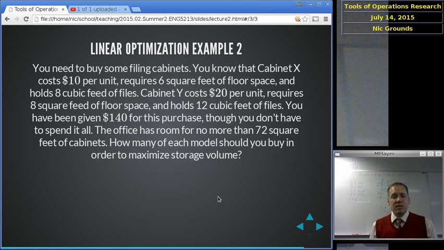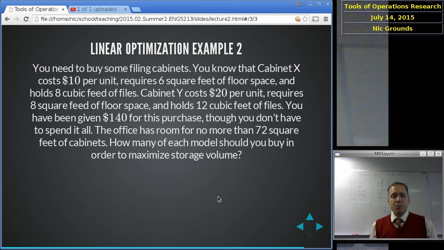And then obviously it has a cost. Cabinet Y, on the other hand, costs more, $20, requires more floor space, 8 square feet, but holds more volume, 12 cubic feet of files. You've been given $140 to make the purchase. You don't have to spend it all, okay? And the office has room for no more than 72 square feet of cabinets.